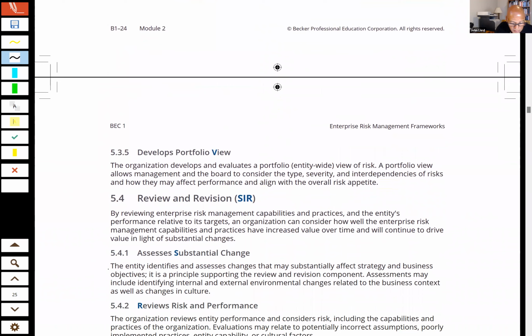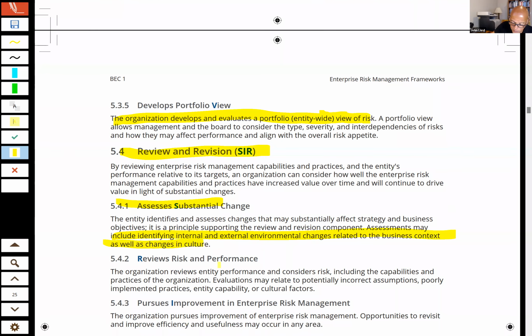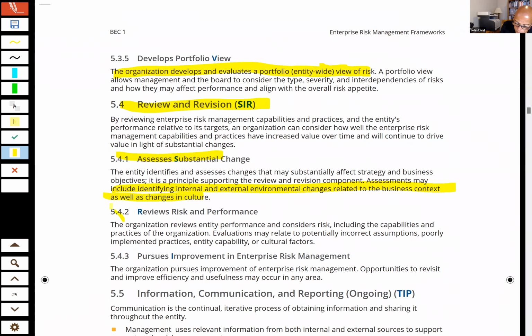Okay, now, as we've said, when we do this, we will develop a portfolio view of our risk, which is an entity-wide view of the risk. And then, of course, nothing stays static, so we'll have to review and revise as we go along. If there are changes, we'll have to assess substantial changes, such as a changing environment or changing legal requirements. We'll need to review our risk performance, looking at potentially incorrect assumptions, poorly implemented practices, and entity capability.